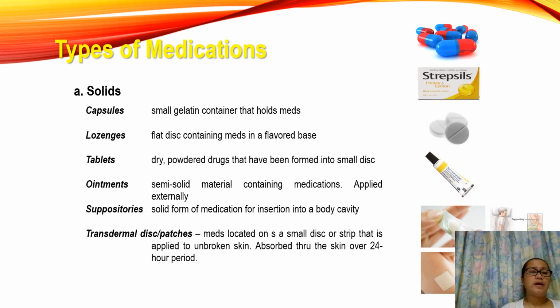Next, types of medications. We have solids, and under your solids, we have your capsules, lozenges, tablets, ointments, and suppositories. Transdermal patches also. For capsules, I have a picture here so it is not difficult for you, just like in your handouts. So we have capsules, a small gelatin container that holds the medication. I'm pointing the cursor here so you have the copy. It has powder inside. It contains powder.